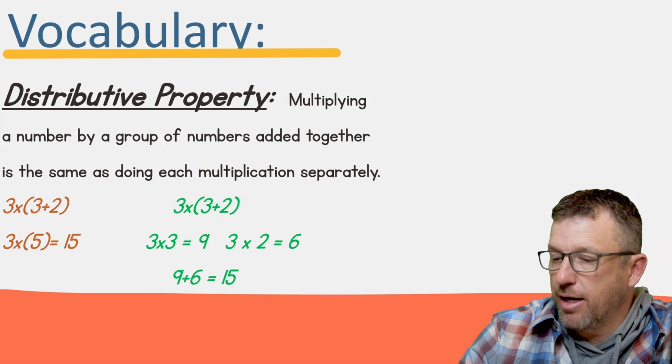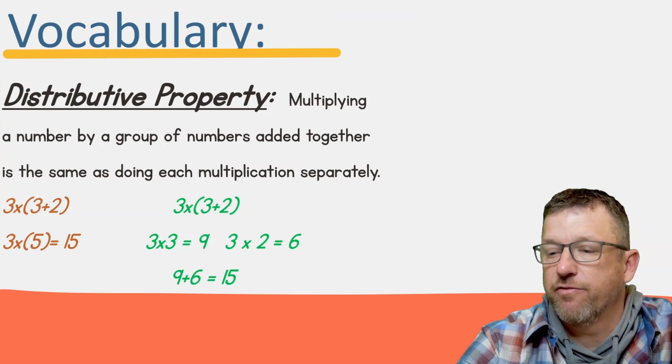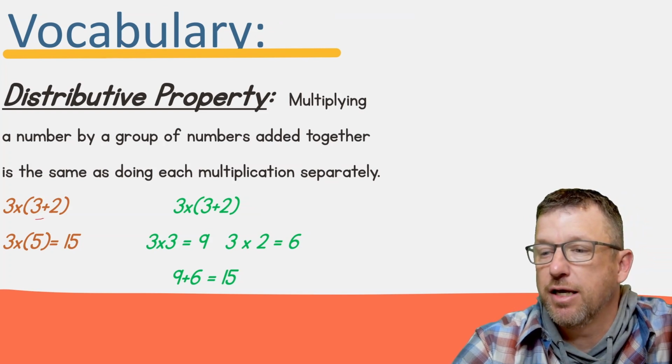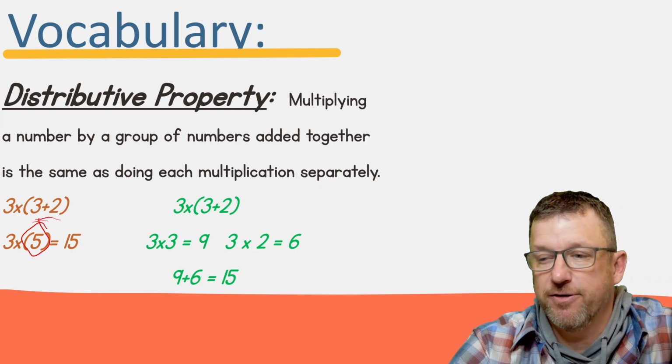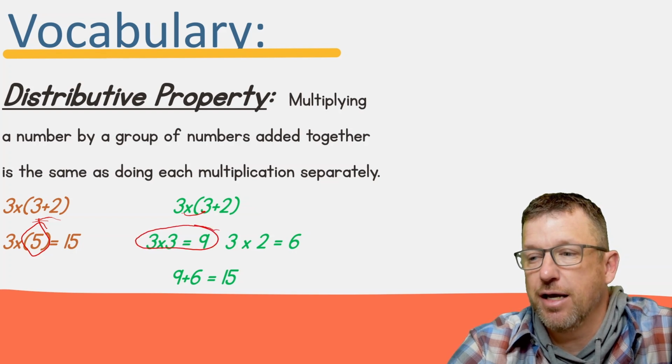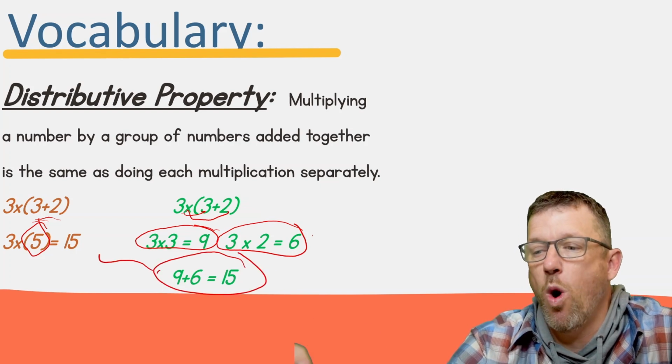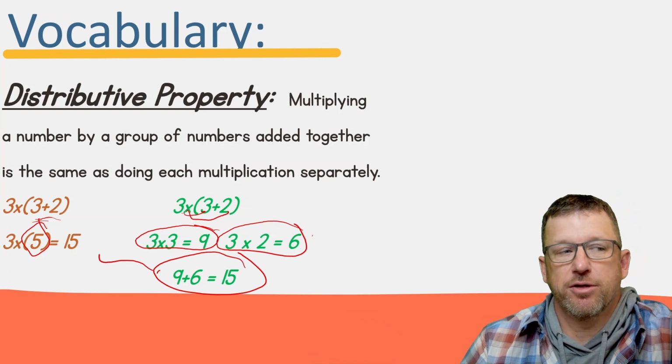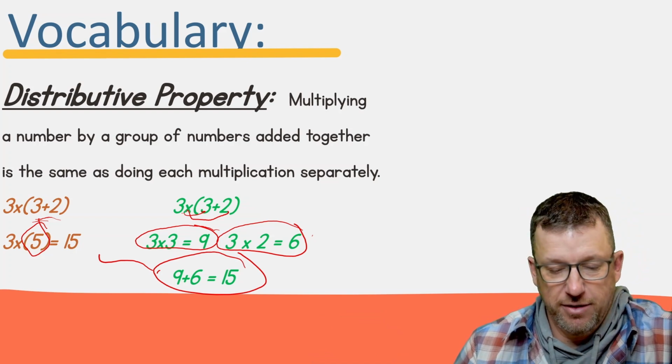Whoops, let me go back. So we would do that part first. We would say 3 plus 2, and that gave us 5. And then we multiply 3 times 5 and get 15. And what the distributive property says is we can do them separately and still get the same answer. So we could say 3 times the 3 inside and get 9. 3 times the 2 inside and get 6. And then when we add those two together, we get 15. Voila, same thing.